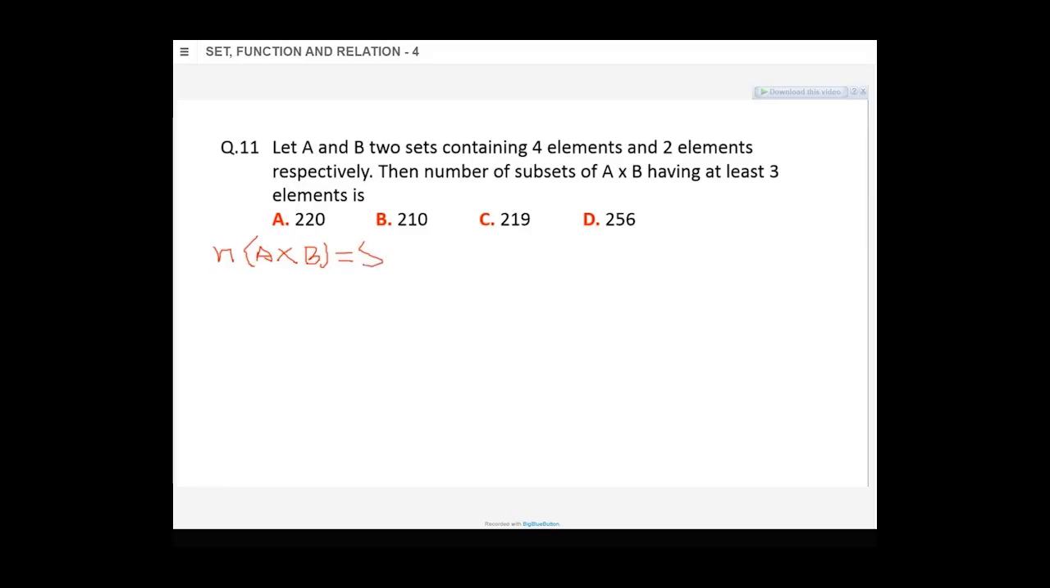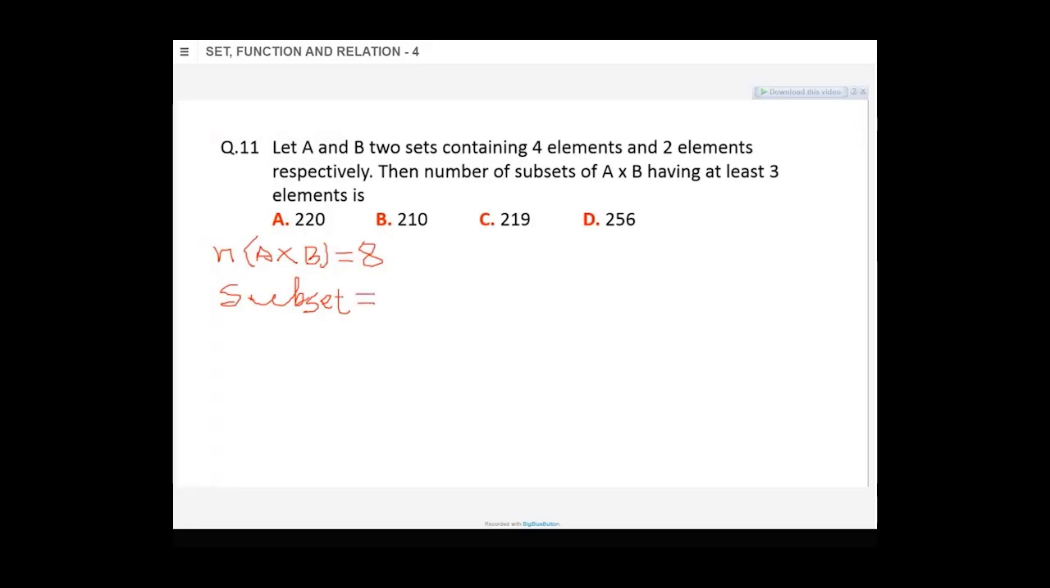सबसेट में कितने एलिमेंट्स हो गए? 256. बट क्या बोला है? हैविंग, ये पार्ट बाकी है, एटलीस्ट 3 एलिमेंट्स. नाउ you will agree with in this 256, one null वाला सेट भी रहेगा. Agreed or not? One null सेट भी रहेगा. null सेट कितना रहेगा? 1. Agreed?